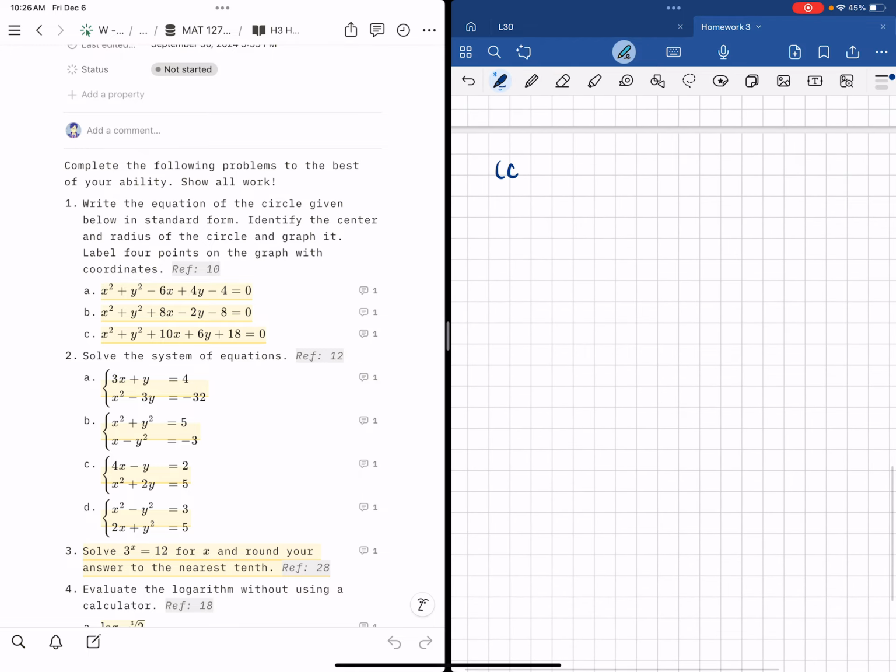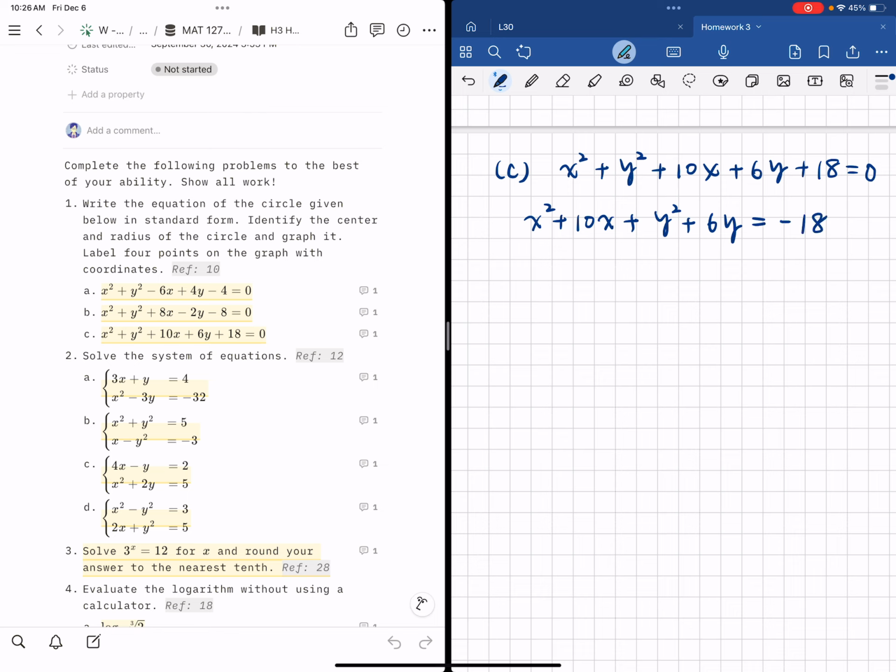Next, part C. Part C is x squared plus y squared plus 10x plus 6y plus 18 equals 0. So we're going to regroup the terms: x squared plus 10x plus y squared plus 6y, and then equals, the constant term moved to the right will be negative 18. And then we're going to complete the square. So let's do 2 squares.